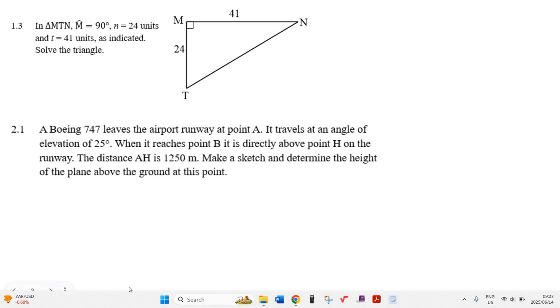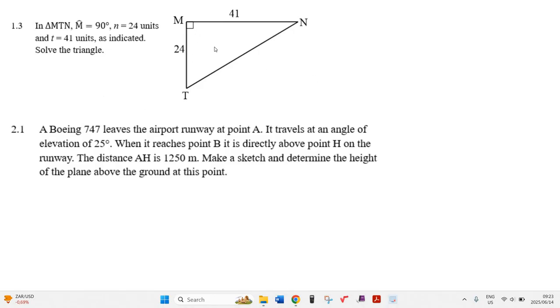Okay, we're going to do more trigonometry, solving triangles. Here we're given this triangle. We've got MTN, and it looks like MT is 24 units, MN is 41 units, and we're calling that T, and that's N. Solve the triangle, and that's 90 degrees.